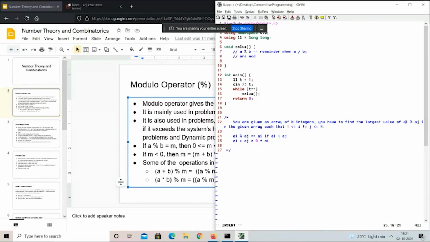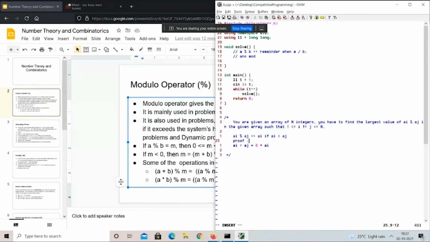So this is an observation, okay? This is the proof for this. This is not a theorem, but you can just see it: AI modulo AJ is equal to AI if AI is less than AJ. Because AI can be written as AJ times 0 plus AI. This is actually a famous lemma or theorem we will discuss in the upcoming slides. So, where was I? Yeah, we have to first find the largest. For AJ we have to find the largest element. Any number modulo the largest element will be this one.